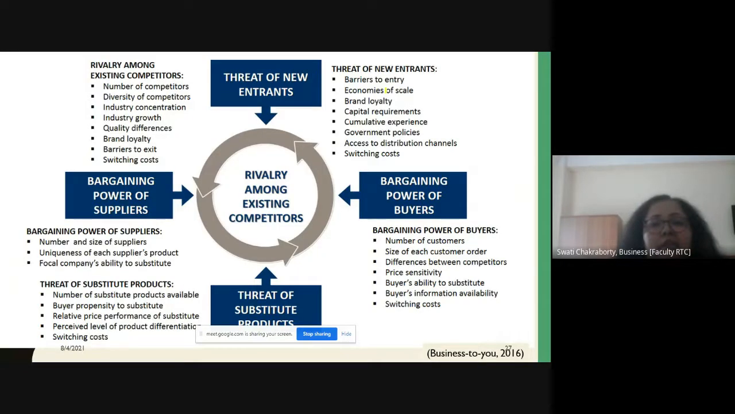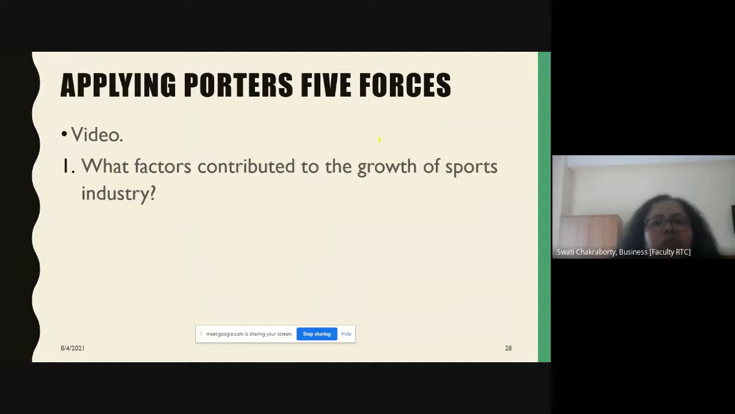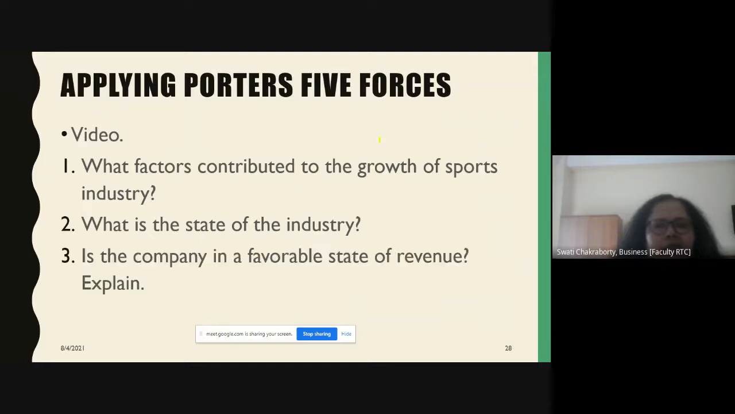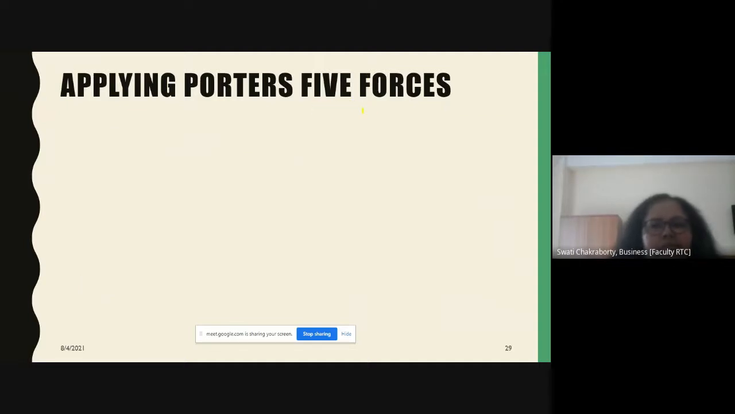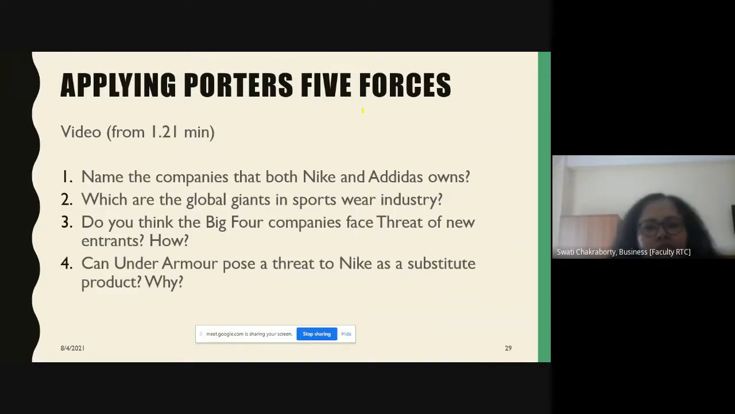Okay, so this is again the picture that you have of Porter's five forces, right? This is basically when we talk of the sports industry, Adidas and Nike. So this is again for you to find out the answers for all of this.